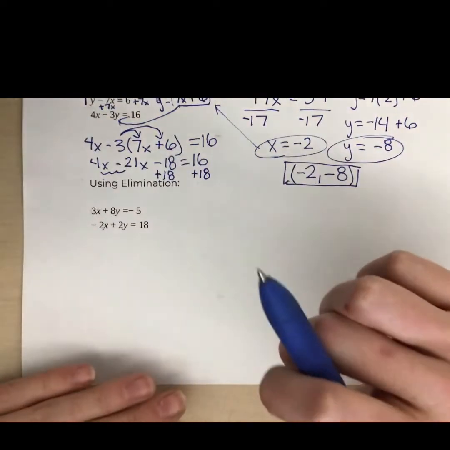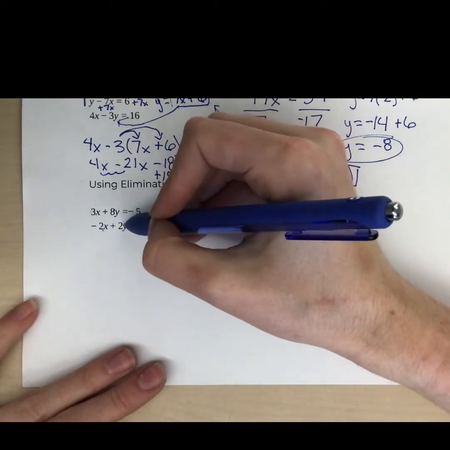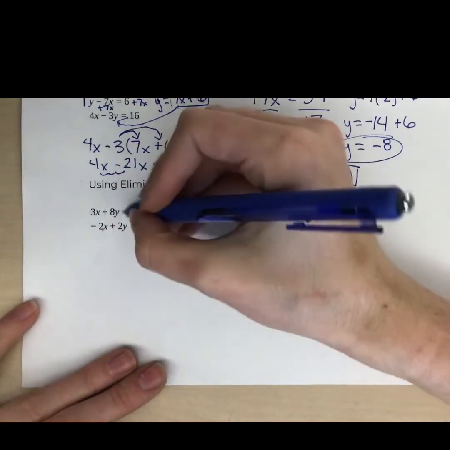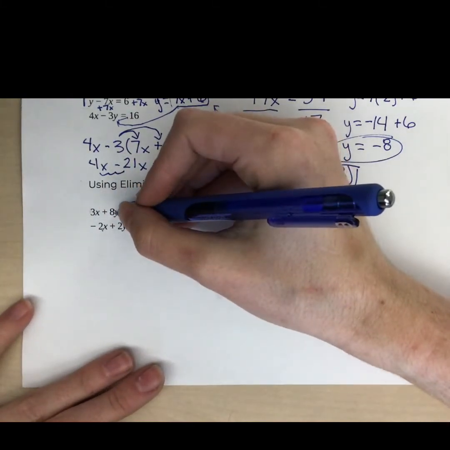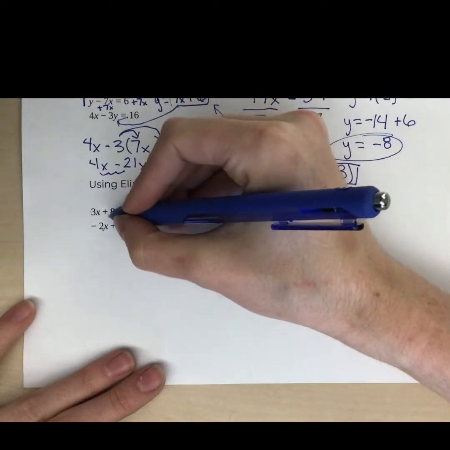Let's take a look then instead at if I look at my y's. I have 8y and 2y. Well, I can take 2y and multiply that by 4 to get 8, but what I also want to do is I want to make it so that they have the opposite sign.